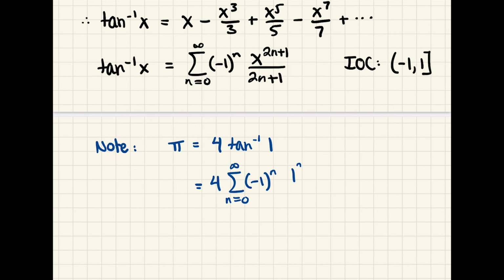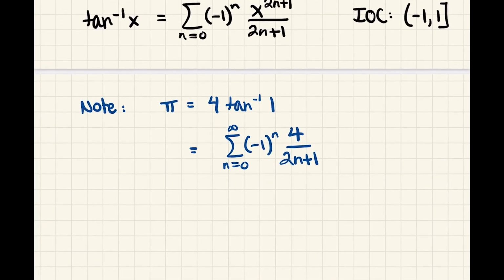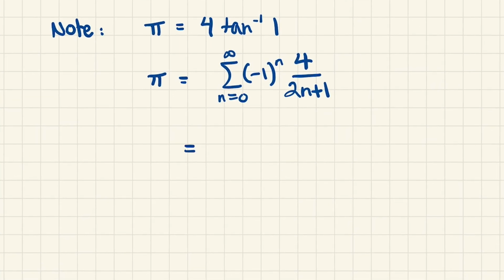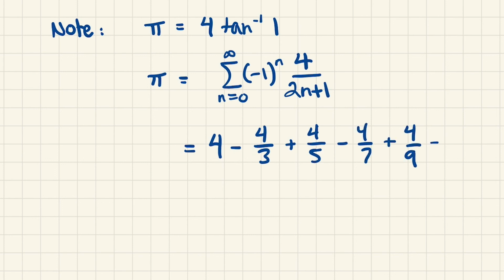So we could write 1 to the 2n plus 1, but that's kind of silly because 1 raised to anything is just 1. So why don't we just write that as 1 over 2n plus 1. And in fact, we can distribute the 4 right there like that. So pi is the sum of this particular alternating series. Or term by term, you could write this as 4 minus 4/3 plus 4/5 minus 4/7 plus 4/9, etc.